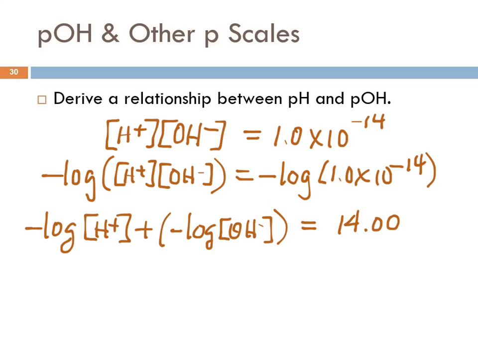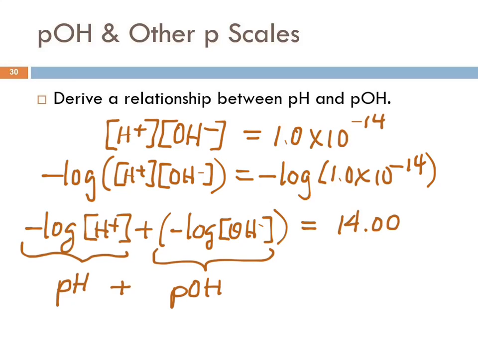Technically 14.00, as we wrote it there. This says 2 sig figs, and so we need 14.00. This is pH. This is pOH. pH plus pOH equals 14. That's the relationship. Any questions? Just a little derivation.